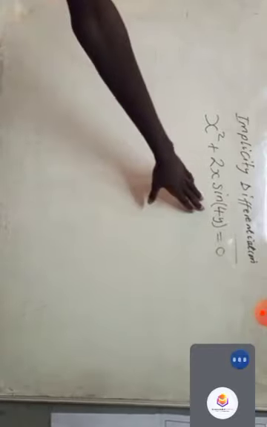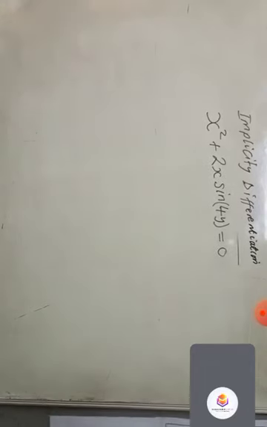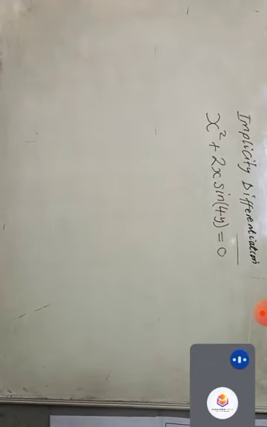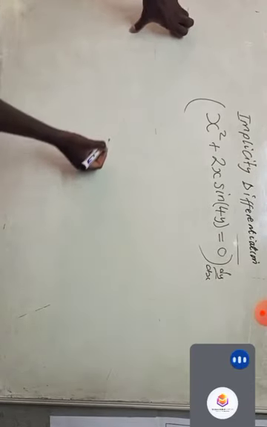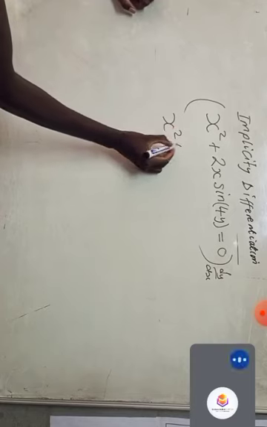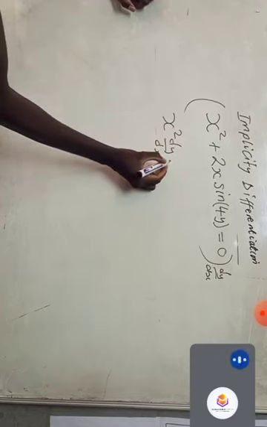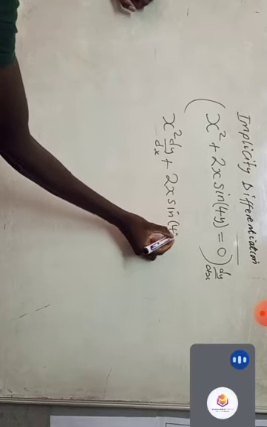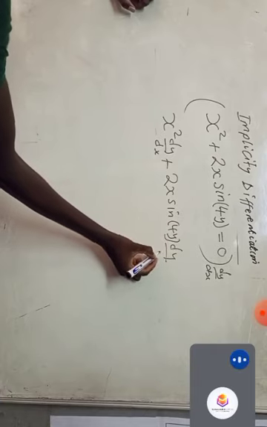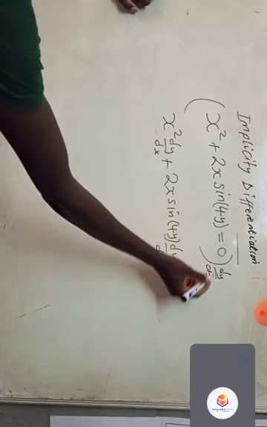Again, for you to make y the subject of the formula here, it's very difficult, because of the angle here. Therefore, implicit differentiation is required. So again, we are going to multiply by dy over dx. Then we are going to have x squared dy over dx plus 2x sine 4y dy/dx equal to 0.